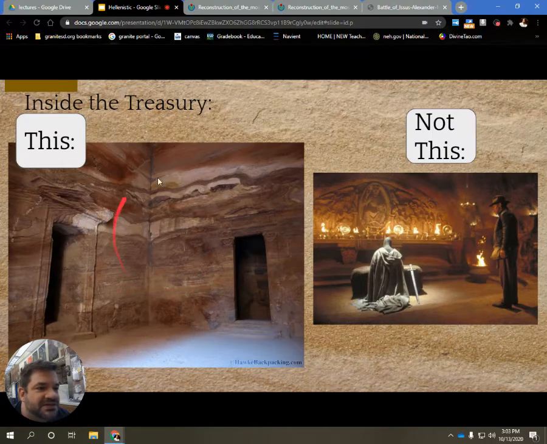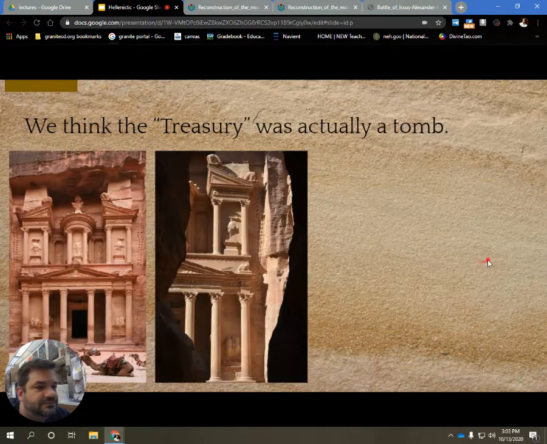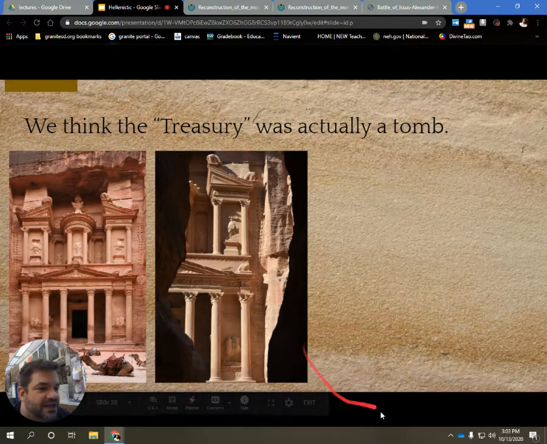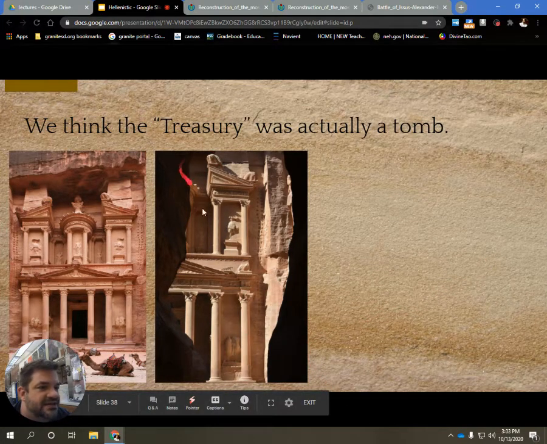Now, this is what it looks like on the inside. And again, it looks very southern Utah. It's this red and pink sandstone. It's not this on the inside. There's no knights. There's no Holy Grail in there. Okay? There's another view. Again, you travel through this canyon to get to this site.